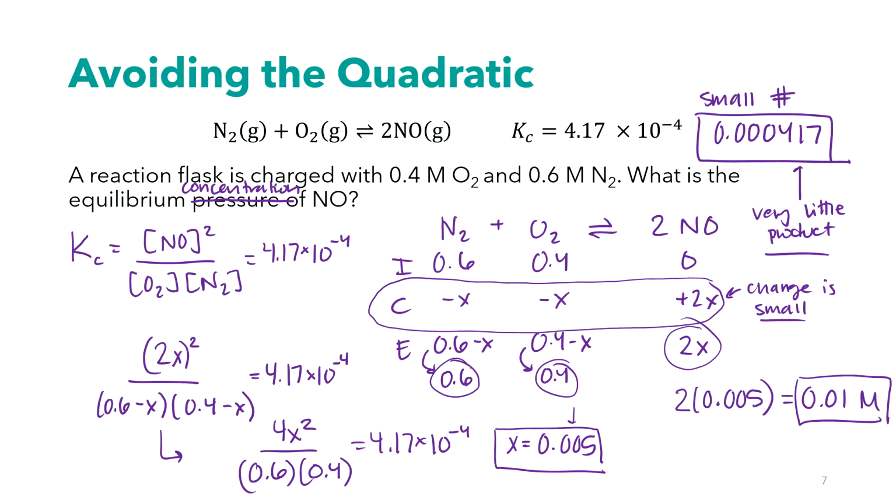So look out for these opportunities in Pearson when you have very small Ks or very big Ks. If it was a very big K and I started with 100% product, x would have been small in that scenario too.